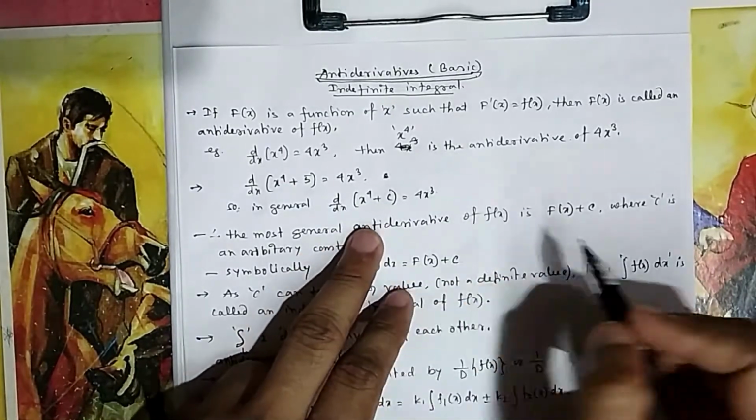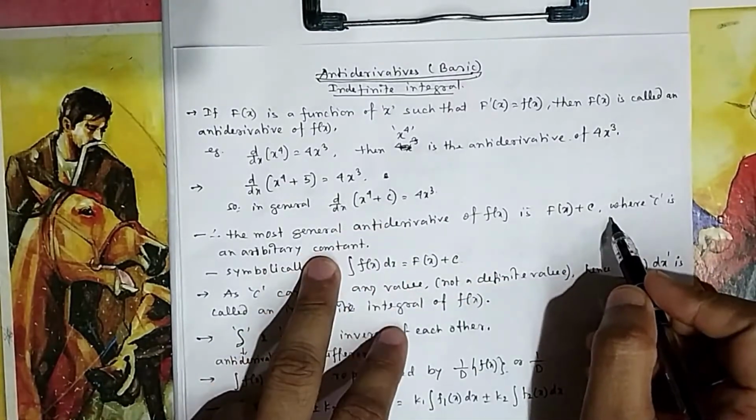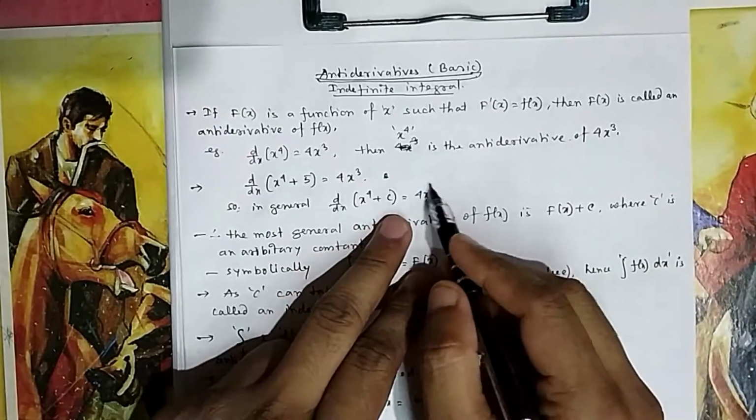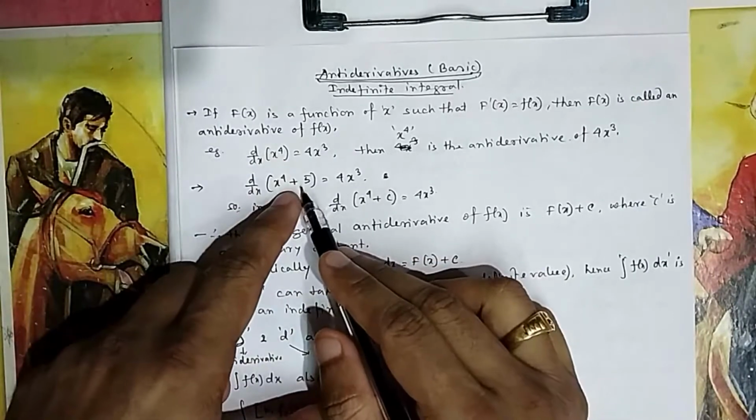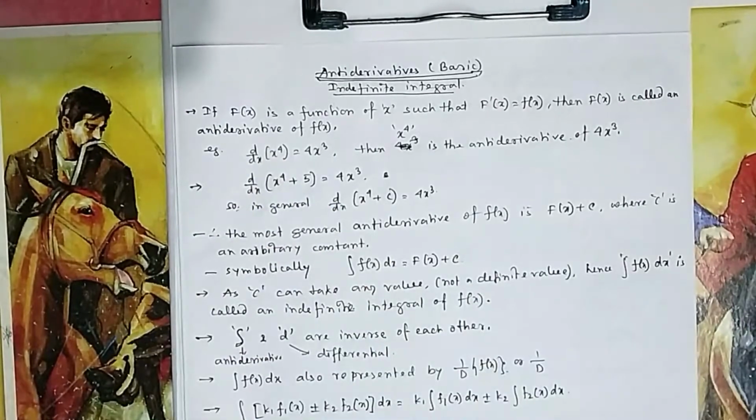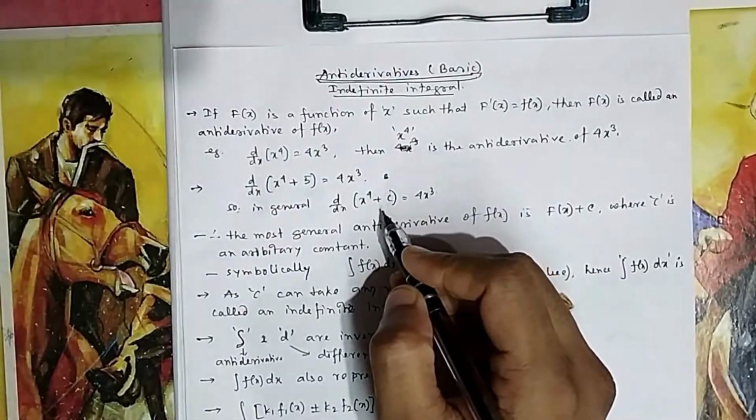That's why this c is known as the arbitrary constant. It can take any value. So there is no definite antiderivative of 4x cube. There are so many antiderivatives. This is also an antiderivative, this is also an antiderivative, this is also an antiderivative. The difference is the constant term only.